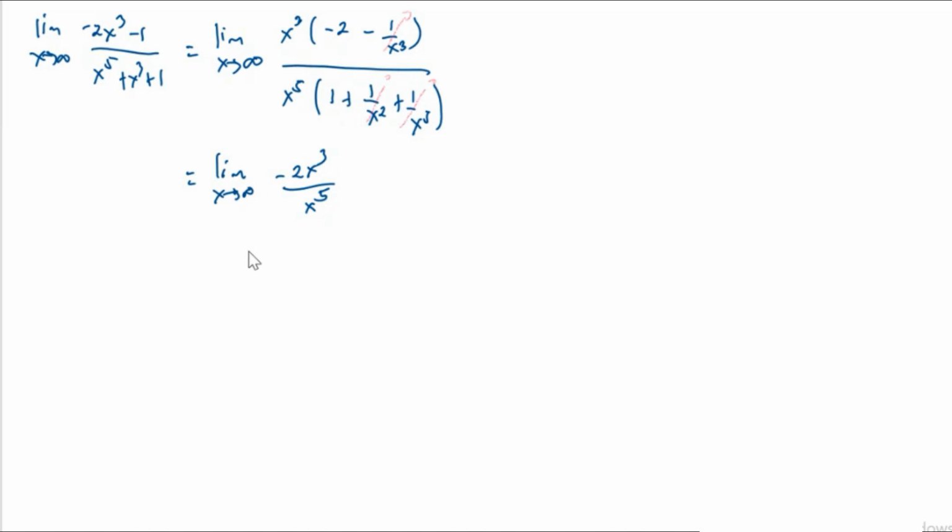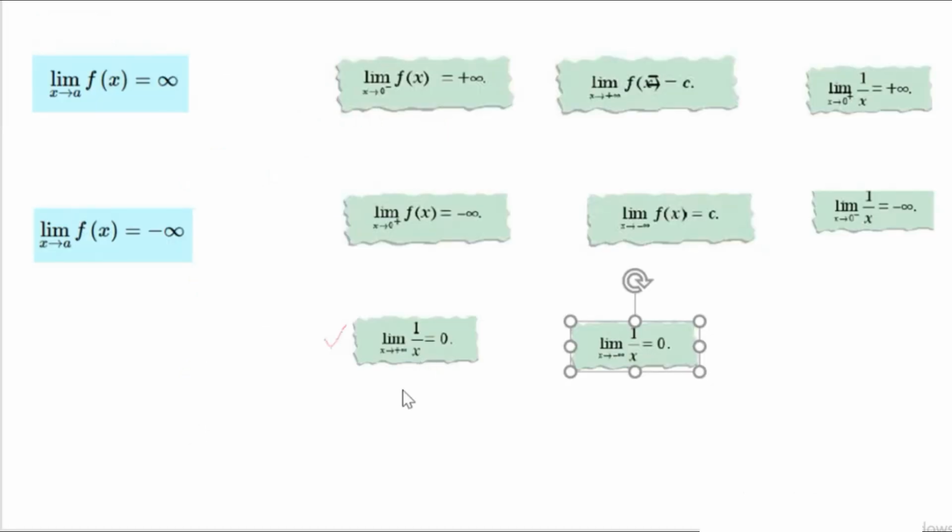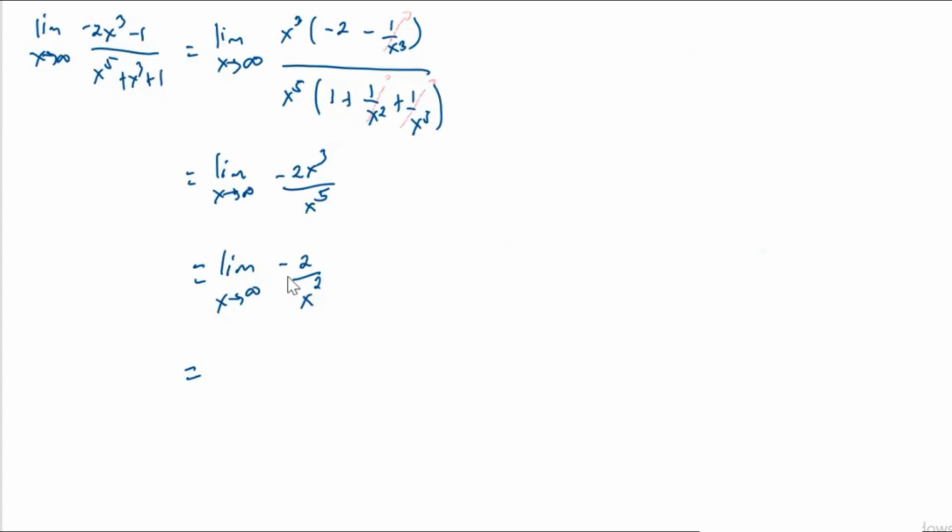Now, simplifying that by applying the law of exponents, we can write the limit of negative 2 over x squared as x approaches infinity. Applying the properties of limits, like I have said, the limit of 1 over x as x approaches positive infinity is equal to 0. So that is what we are going to apply here, as the limit of negative 2 over x squared is equal to 0. So the answer for number 2 is equal to 0.